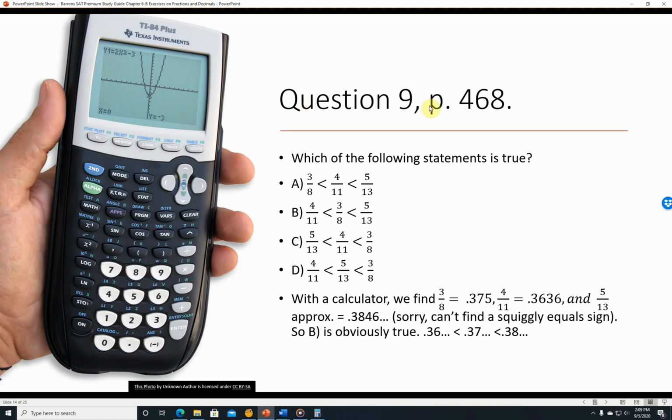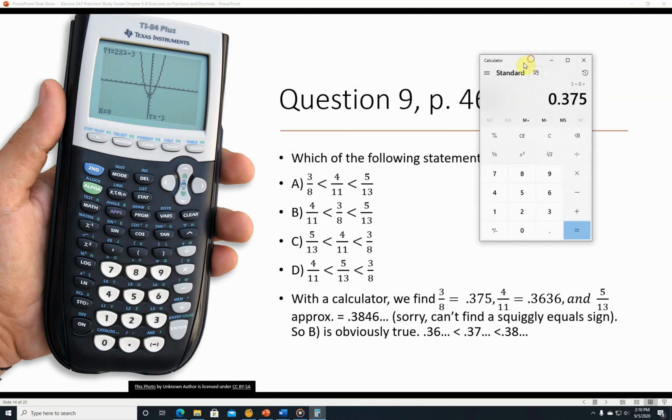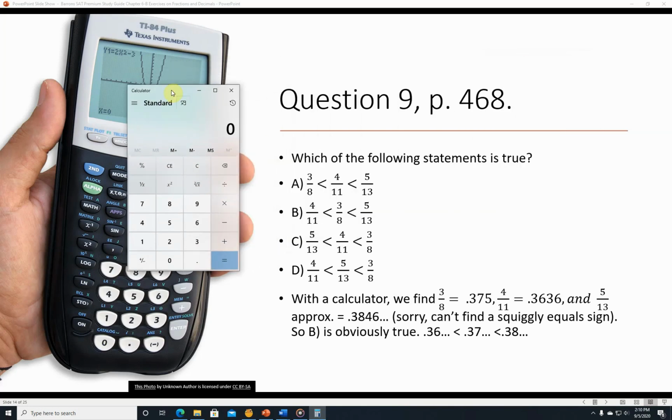Question 9, page 468. Okay, let's say we do have a calculator to do the same problem. With a calculator, we can find out that 3 over 8 is easy. 3 over 8 is 0.375. It's worth knowing that 1/8 is 0.125, and so 3 times that is 0.375. And also, if you want 5 over 8, that's 0.625. Those are worth knowing for the SAT and just generally anywhere you have to do arithmetic.